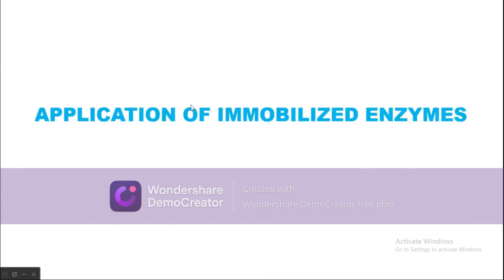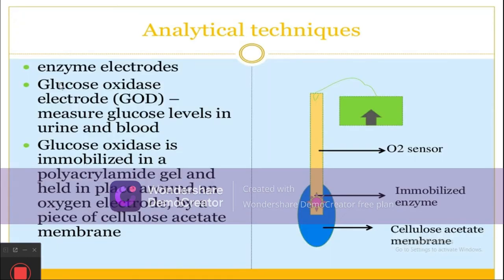So the next thing is the application of immobilized enzymes. As I said, we are going to look at the application of immobilized enzymes on various aspects. One, we are going to look at it from an industrial point of view. Second, therapeutic. Then third, in analytical. For example, in analytical chemistry, where we normally use a glucometer.